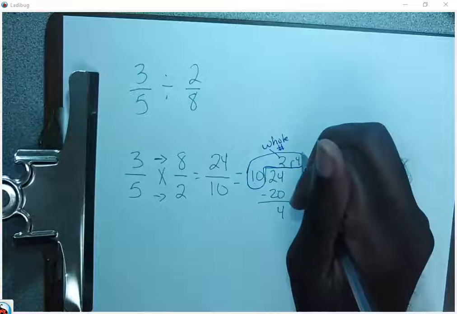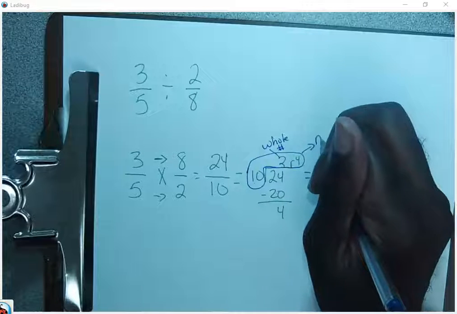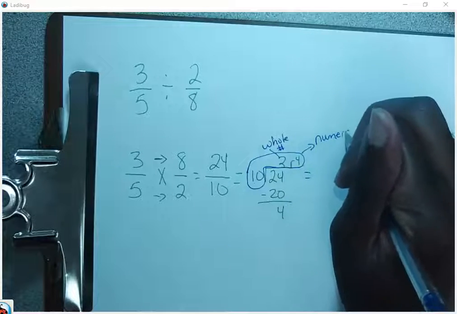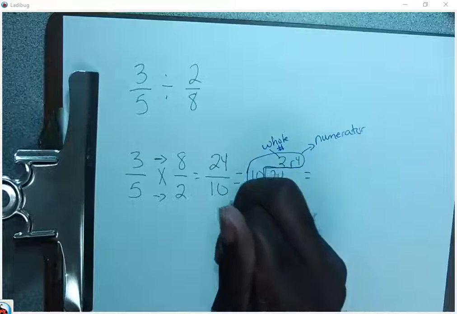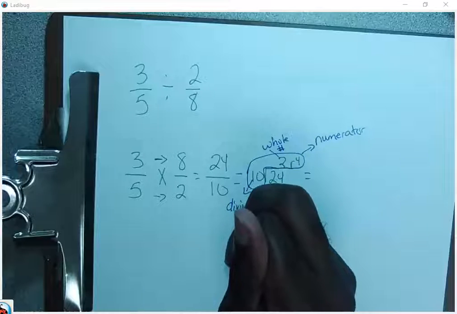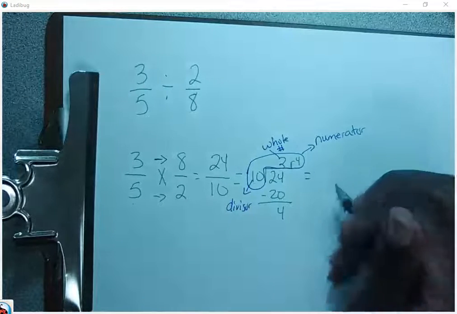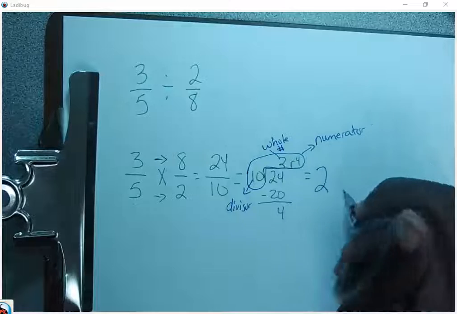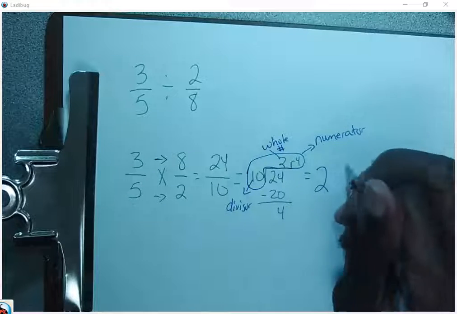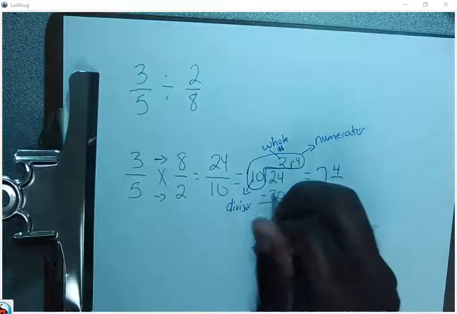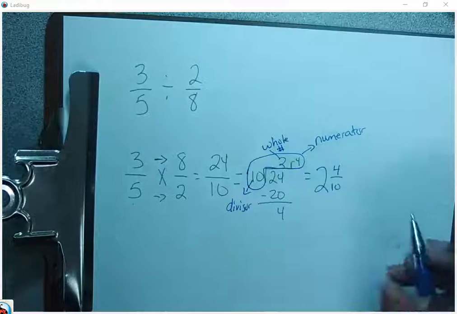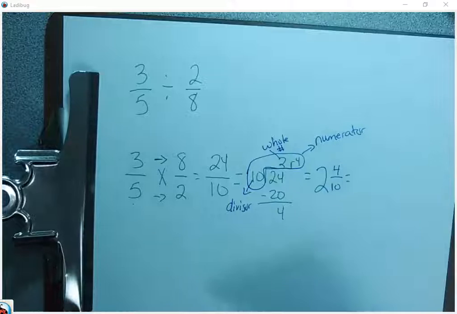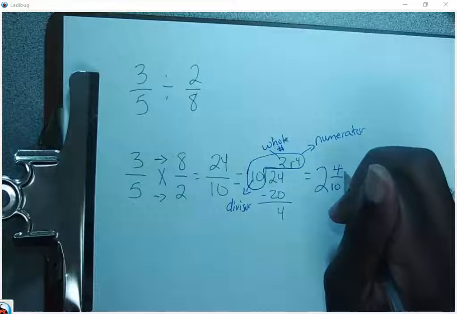The remainder is always your numerator. And your denominator is your divisor, but it stays the same. So now my whole number is 2, so I made that big. My remainder becomes my numerator, which is 4. And my divisor is 10, so that stays my denominator. Now I'm looking at my 4 and my 10. I know that they have a common factor of 2. So I can divide both parts by 2 to simplify.